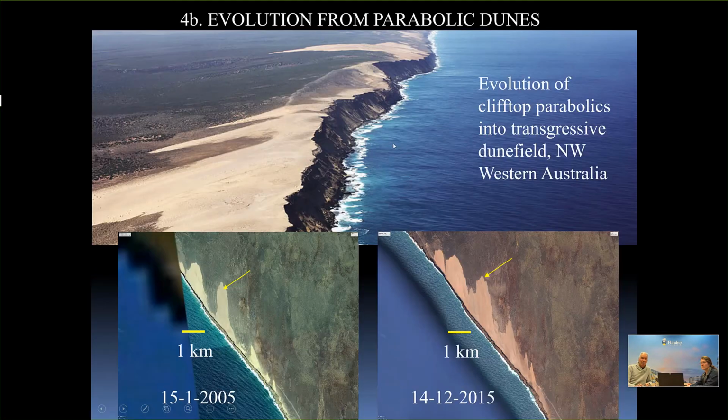We have one example of that in Western Australia in the Zoutdorf cliffs, where you see here in this picture in 2005 a parabolic dune here and a couple of others here on the top of the cliffs from this Google Earth imagery, and by 2015 the arrow points to the same parabolic dune. You can see they've all joined up, and there's been a great deal of cliff erosion, as you see in the image above, and they're joining up and destabilising and forming a transgressive dunefield. So we know that happens on occasions.